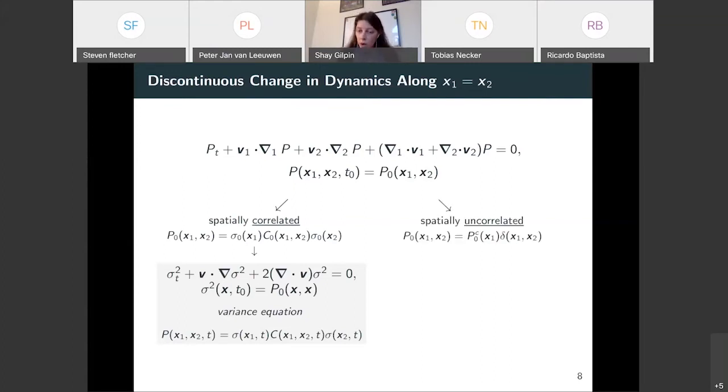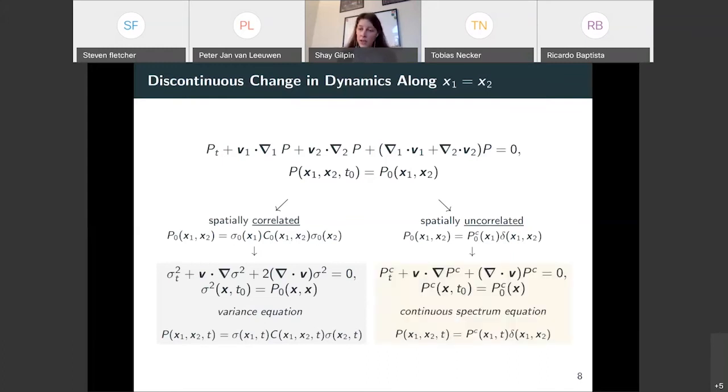So this would correspond to a diagonal matrix in discrete space. In the continuum, we represent that with the Dirac delta function. And because now we're dealing with delta functions in the initial condition, we have to treat solutions to the covariance equation a little bit differently. And when we do that, what we find, interestingly, is that if the covariance starts out as spatially uncorrelated, it remains spatially uncorrelated for all time.